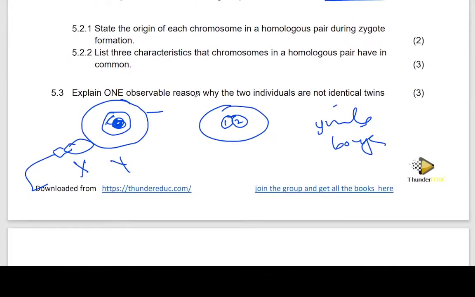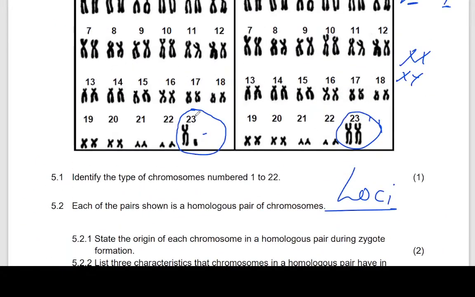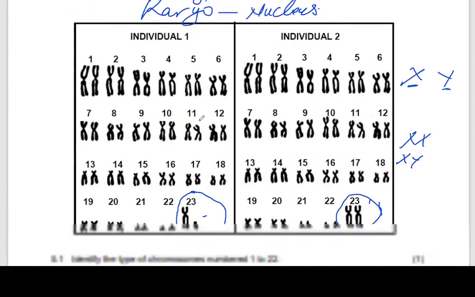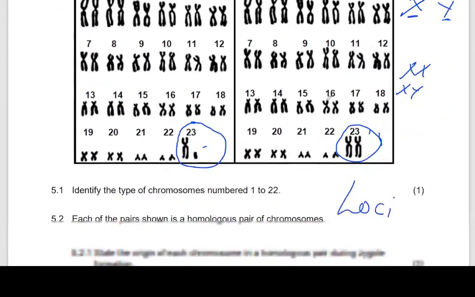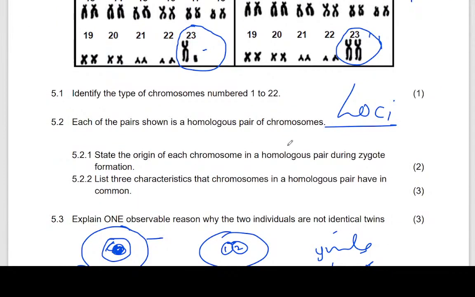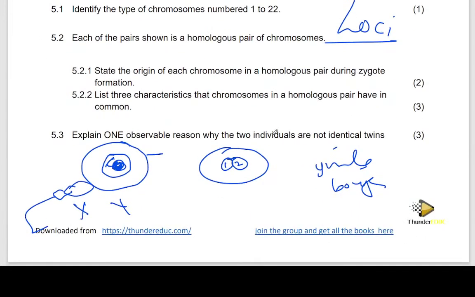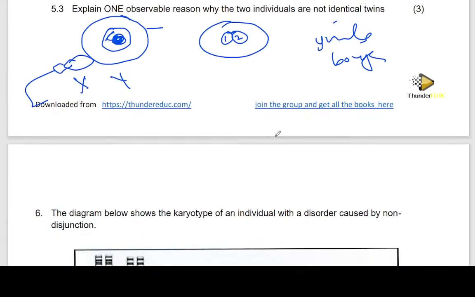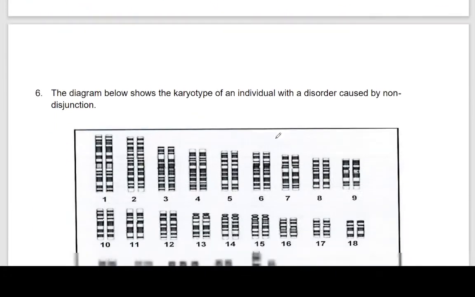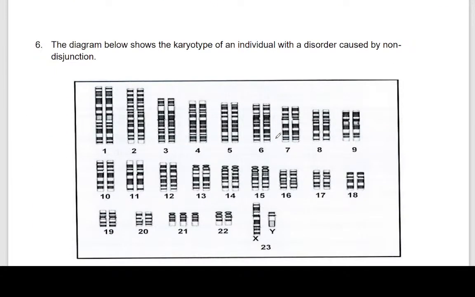Give one observable reason. It's because chromosome pair 23 has X and Y in individual 1 and X and X in individual 2. Yes, that is the perfect answer you can give. Why? Because identical twins cannot be of the same sex... cannot be of different sex.